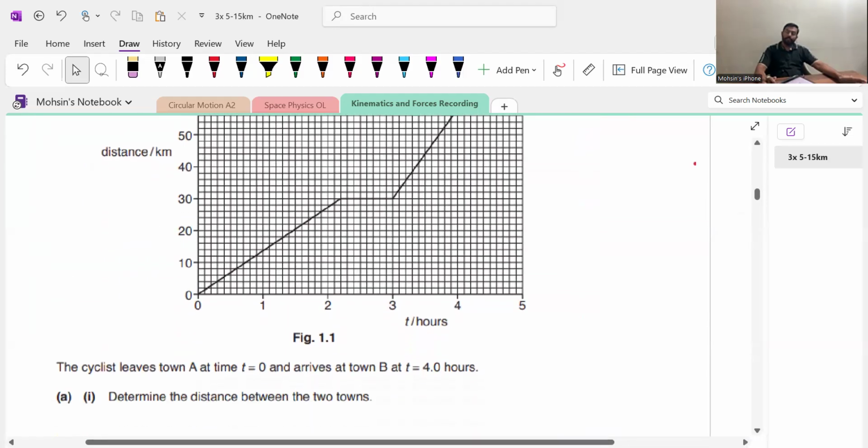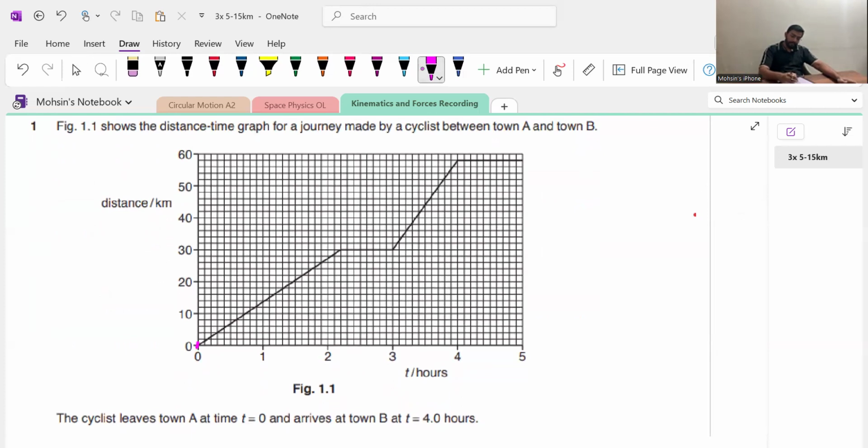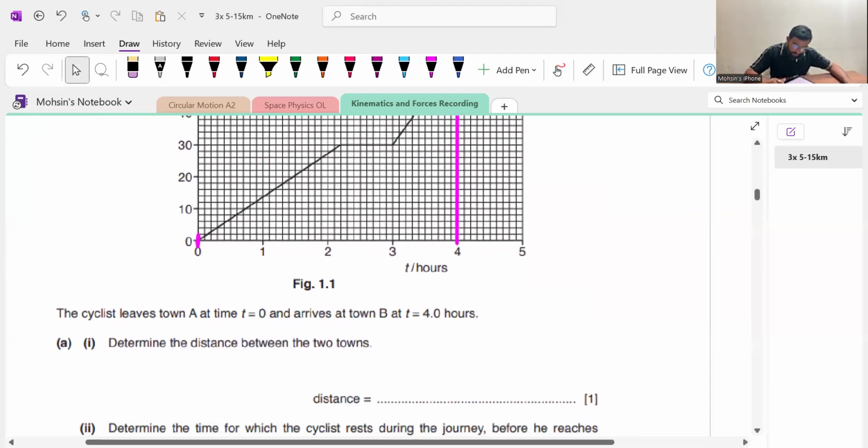Determine the distance between the two towns. So we can see here that at 0 the cyclist leaves town A, and at 4 the cyclist arrives at town B. So they are asking you to find the distance between the two towns.